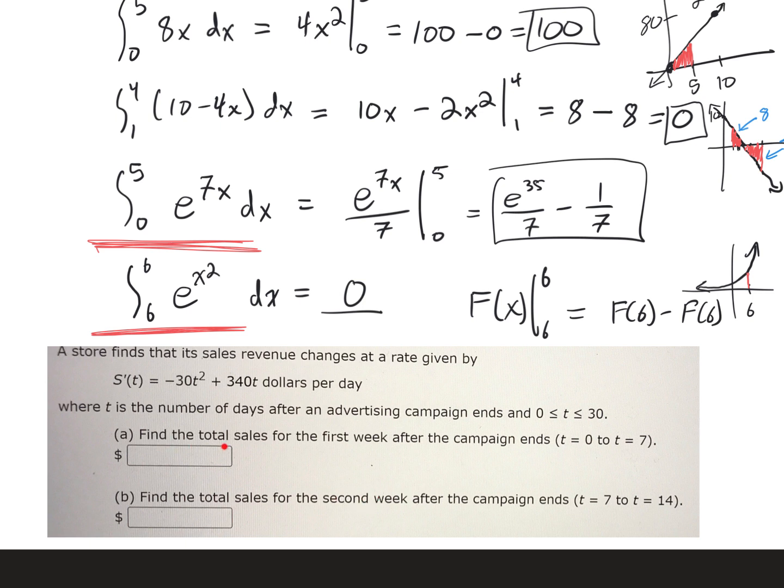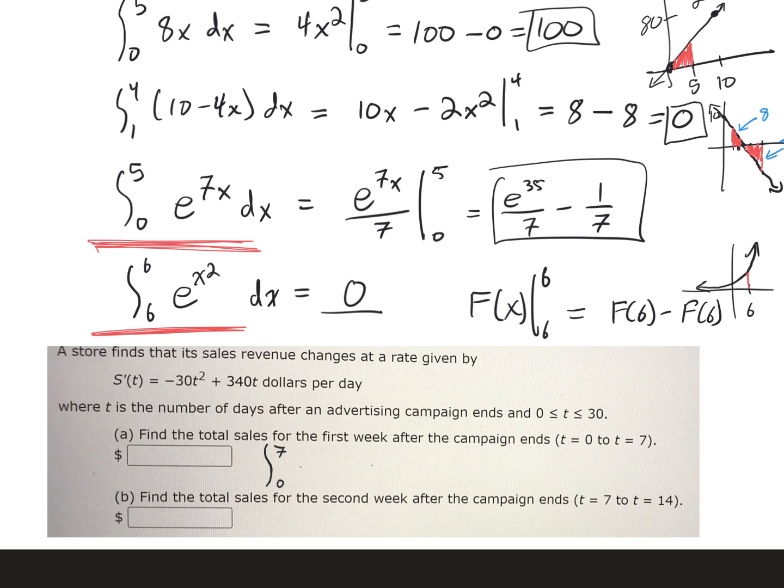So we want to find the total sales for the first week after the campaign ends. Well, we don't have total sales. We have the rate of change of the sales function. Well, we can compute this by constructing a definite integral. They told us to look between times equal to 0 and 7. So we're just looking from the initial day to the 7th day.